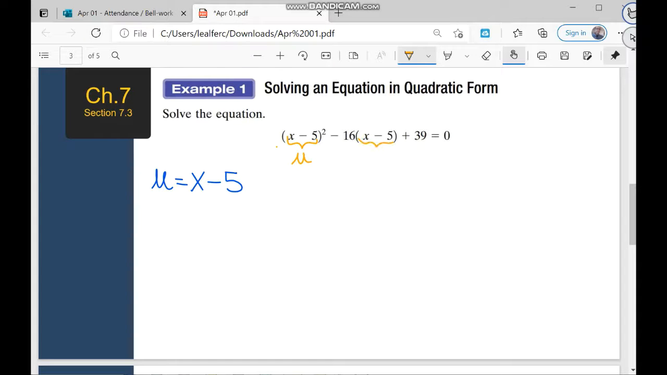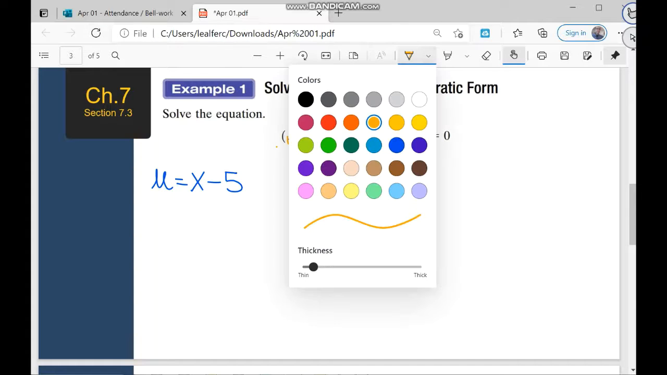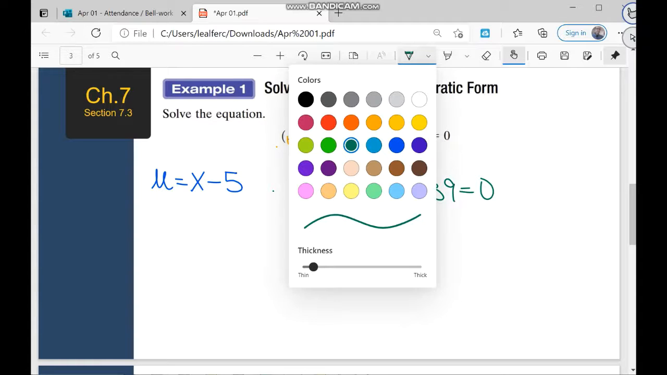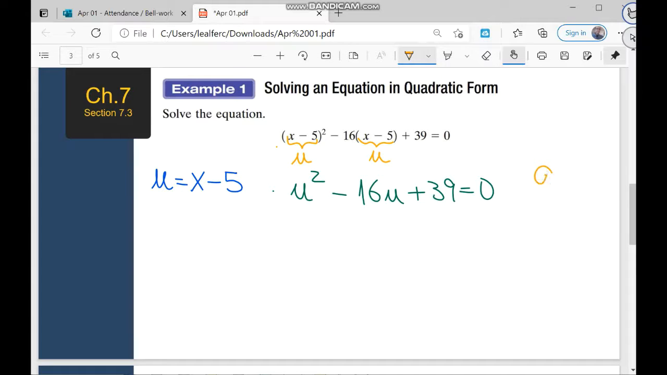U and u, right? Now substitute x minus 5 by u, and you have u squared minus 16u plus 39 equals 0. Okay? This is an equation that you can solve using maybe the AC method, the factoring method.